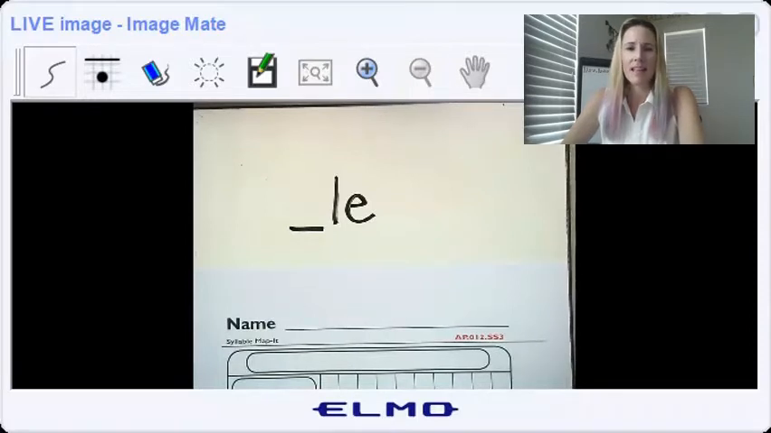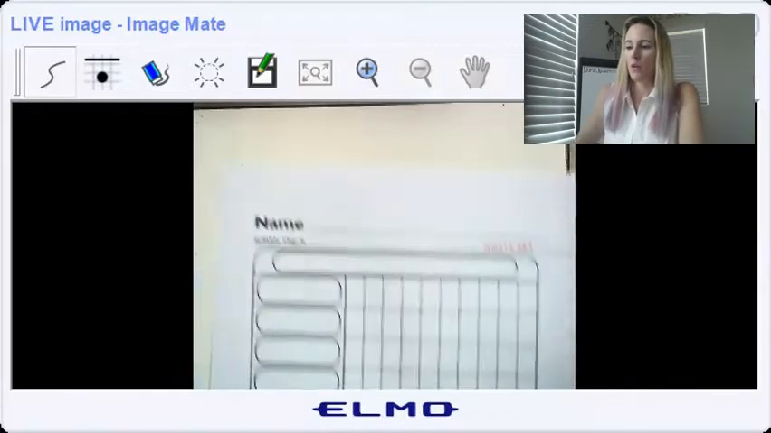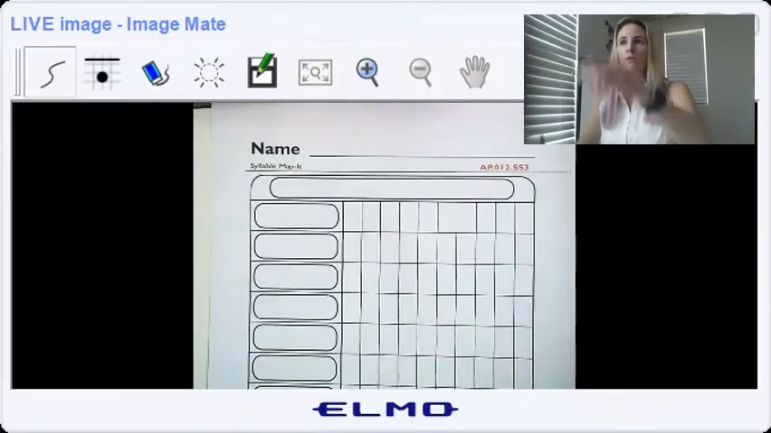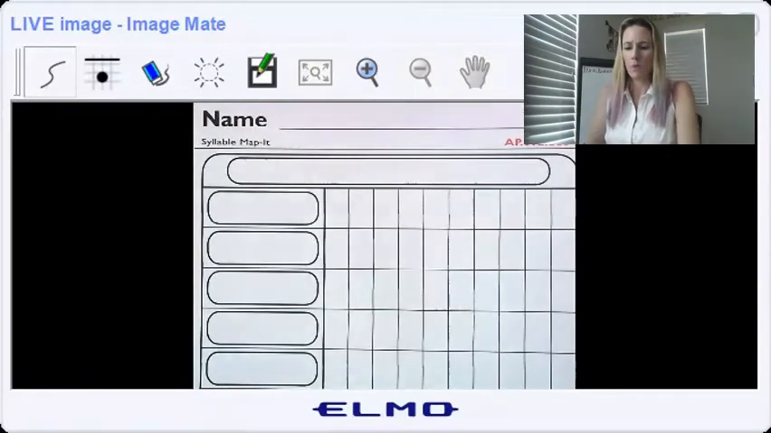Now we see the LE, and it's really pronounced more like an ol. So it sounds a little bit like the vowel and then the L sound. And so you're going to notice that. Now I'm going to show you some of the words that have a similar pattern first, and then we'll talk about those, and then we'll move on to words that have a little bit different syllable pattern.